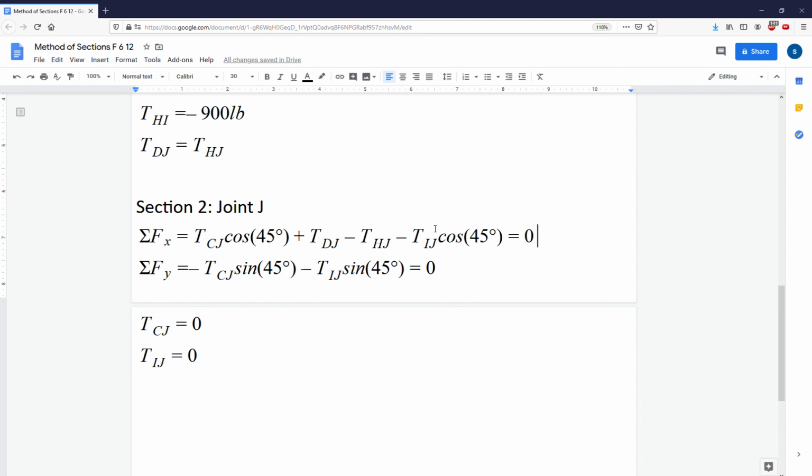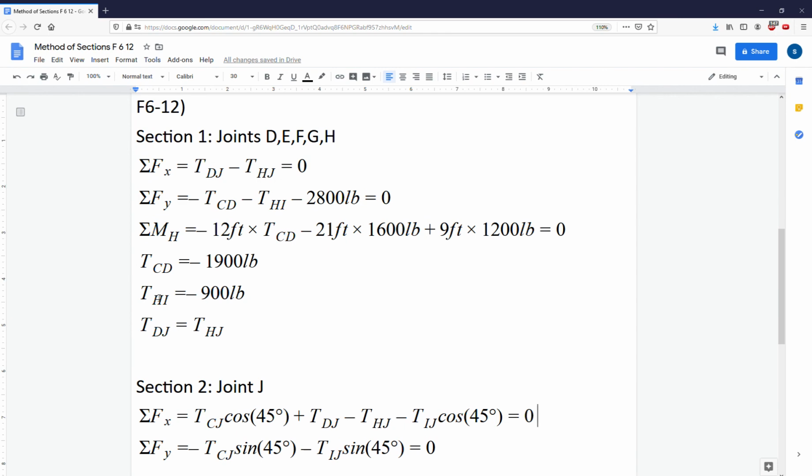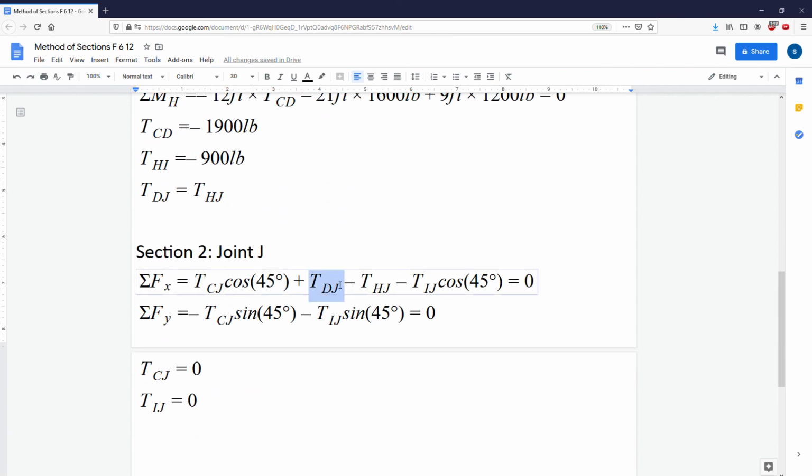Now there's something curious going on. X components use cosine and y components use sine. But if we look at the geometry, this angle and this angle right here are 45-degree angles, which means sine and cosine are equal. Also recall that DJ and HJ had the same tension, so I could take these two terms and they would cancel out.